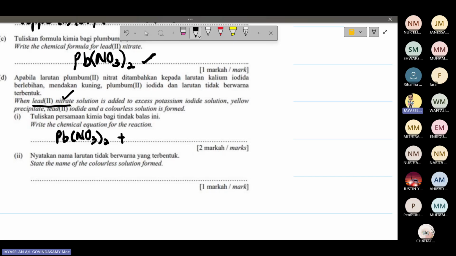So you put plus potassium iodide. What is the formula of potassium iodide? K positive, I negative. Okay, you already know when the magnitude of the charge is the same, you just put them together like this. Any question? And they said what? Produce. Excess, yellow produce. Lead iodide and colorless solution produced. So now you can answer.